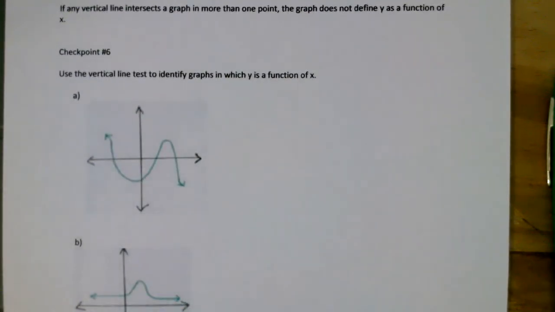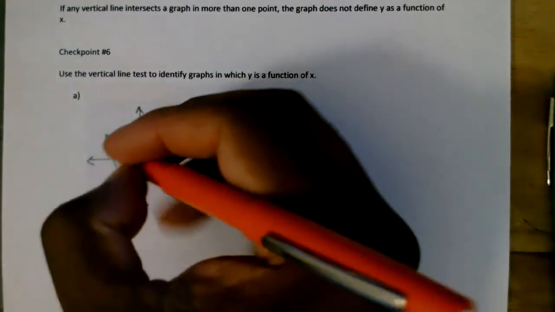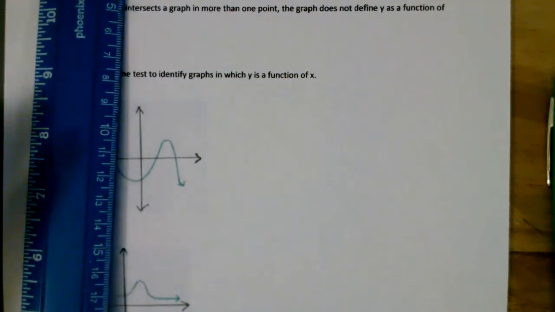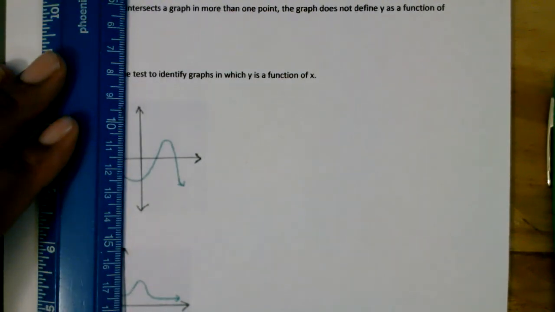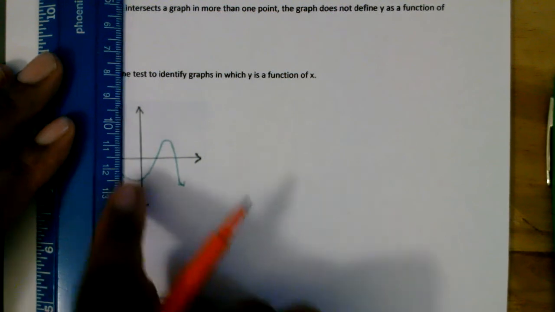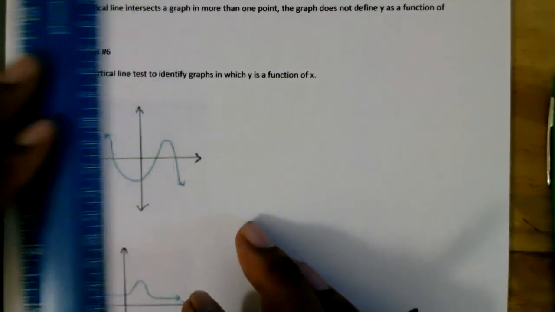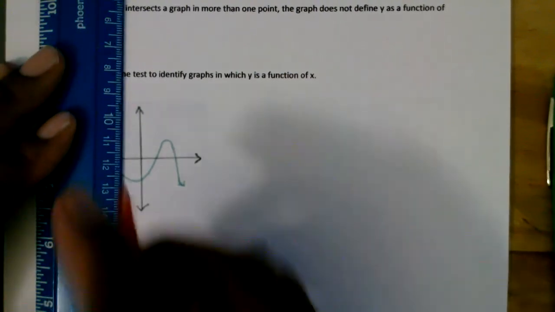Here we're going to use the vertical line test to identify graphs in which y is a function of x. Okay, so here in part A, we have the graph right here. Now, I'm going to draw a vertical line. It doesn't matter where I draw it. I could draw it on the left side of the vertical axis or on the right side of the vertical axis. Doesn't matter.